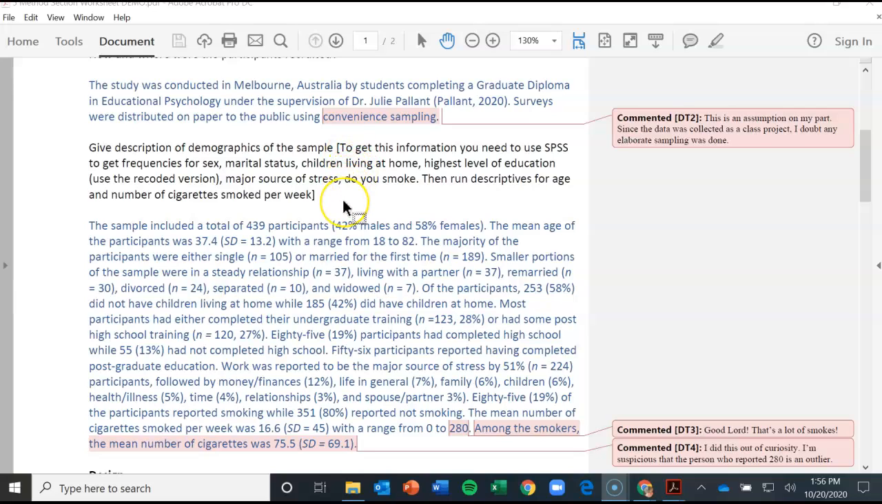So you'll need to open up your survey.sav data file, and you will need to get frequencies for the variables sex, marital status, children living at home, highest level of education. What I would like you to use is the recoded version that has a smaller number of categories, major sources of stress, and the question, do you smoke? Then I want you to run descriptive statistics for age, which is a quantitative variable, and the number of cigarettes smoked per week is the other quantitative demographic variable.